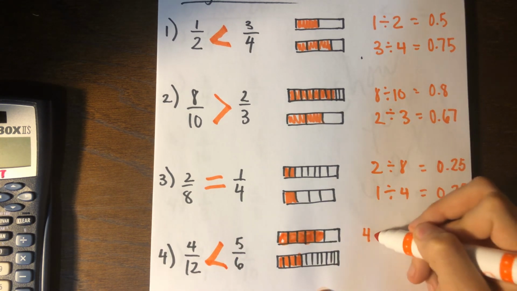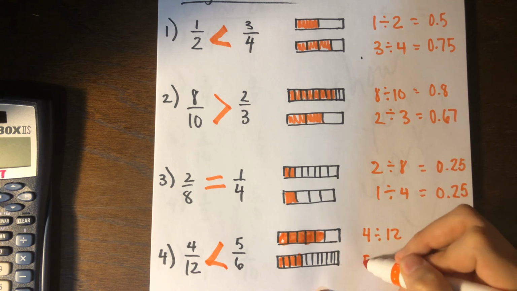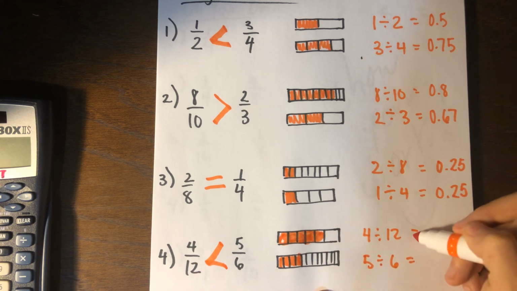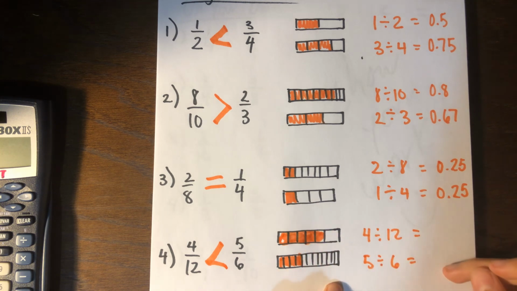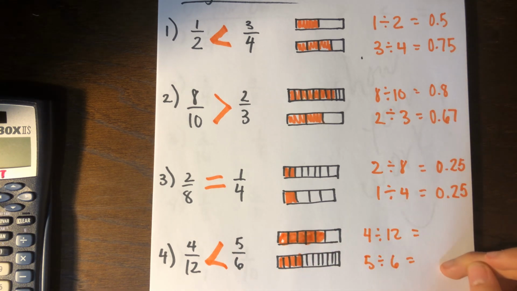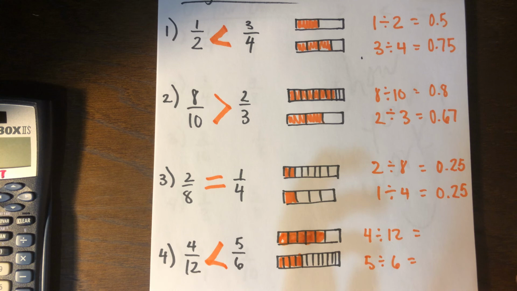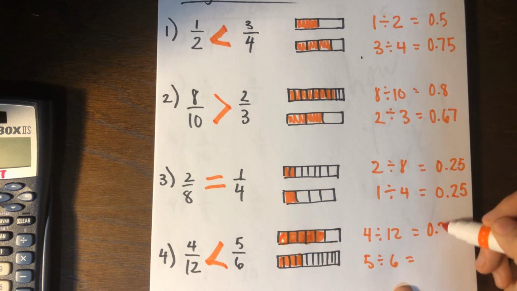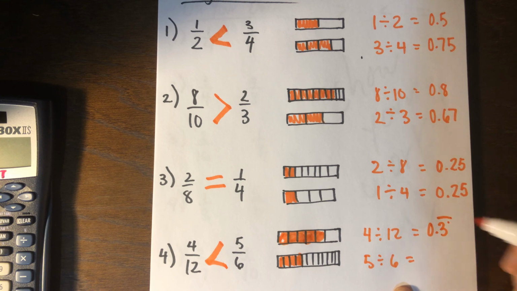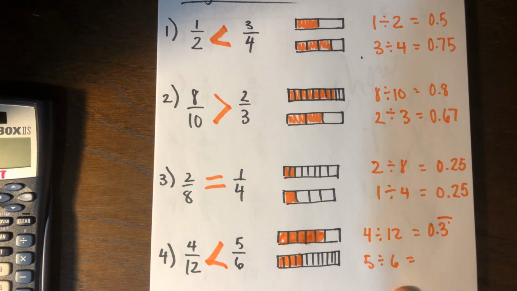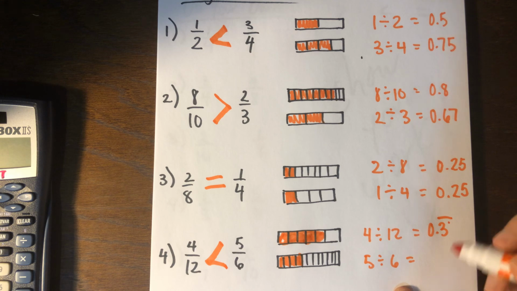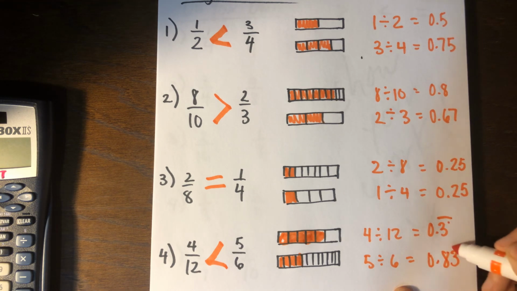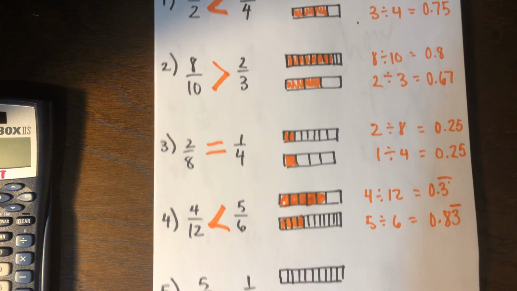And you can check. Again, 4 divided by 12, 5 divided by 6. You don't have to show me both ways, even though it's helpful to check your work. Just choose a way and make sure you're showing work. So 4 divided by 12, I get 0.3 repeated. When I do 5 divided by 6, I get 0.83, and then the 3s are repeated. They're both repeating, but this one has an 8, so that's why that one's bigger.